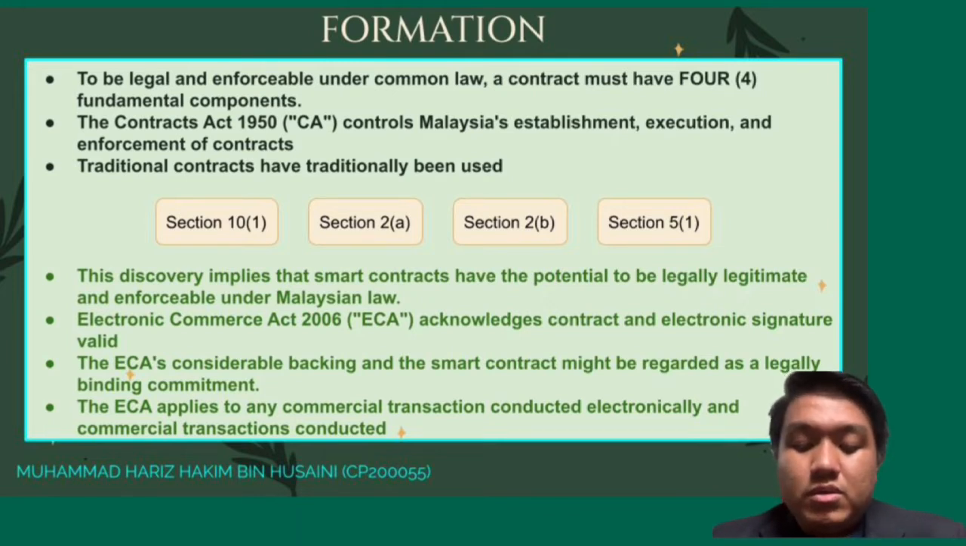In addition to whether smart contract may be legally enforced in Malaysia, the Electronic Commerce Act 2006, in other words ECA, acknowledges contracts and electronic signatures as valid. With the ECA's considerable backing, the smart contract might be regarded as a legally binding commitment. The ECA applies to any commercial transaction conducted electronically and commercial transaction conducted by the federal and state governments. So ECA may be extensively understood to encompass smart contracts given its electronic nature.